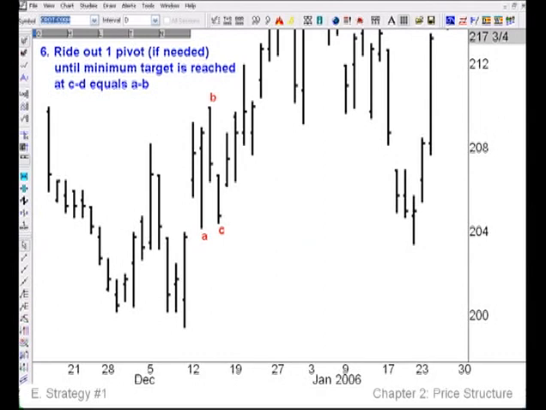The rule says to ride out one pivot if needed until a minimum target is reached at CD equals AB. Usually you'll see a move from C to D pretty much bar to bar straight up. If you don't see a bar to bar move and a pivot shows up, simply readjust your stop from one tick below C up to the next pivot low, if that's what it takes to get to point D. So these are the rules to set up a trade, get in a trade, manage a trade, and get out of a trade. Well, let's look at more examples.